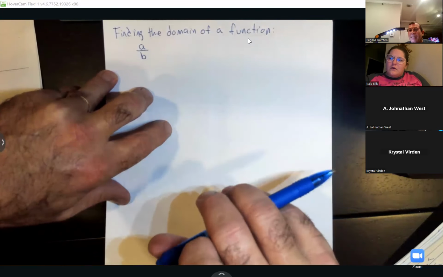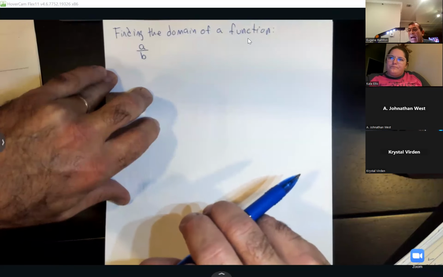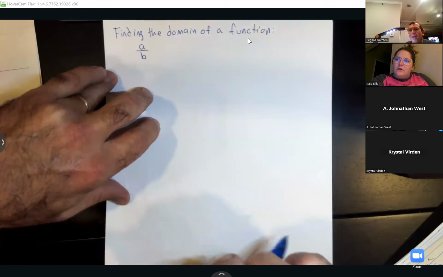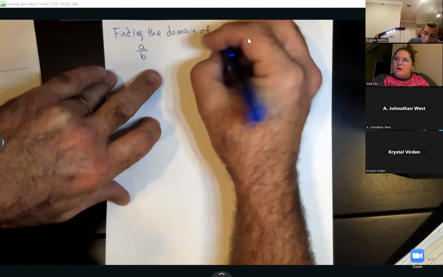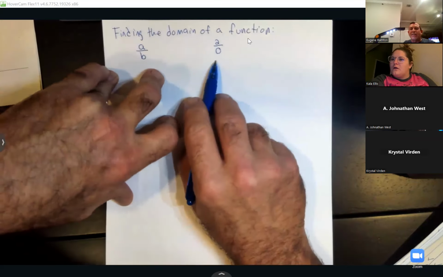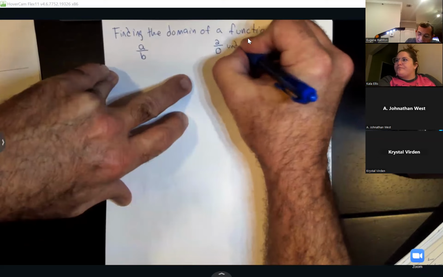All right, let me ask it like this. Can I divide the bottom of a fraction by 0? No. So remember, if you try to do something like this, 2 divided by 0, you can't do that. That is undefined.